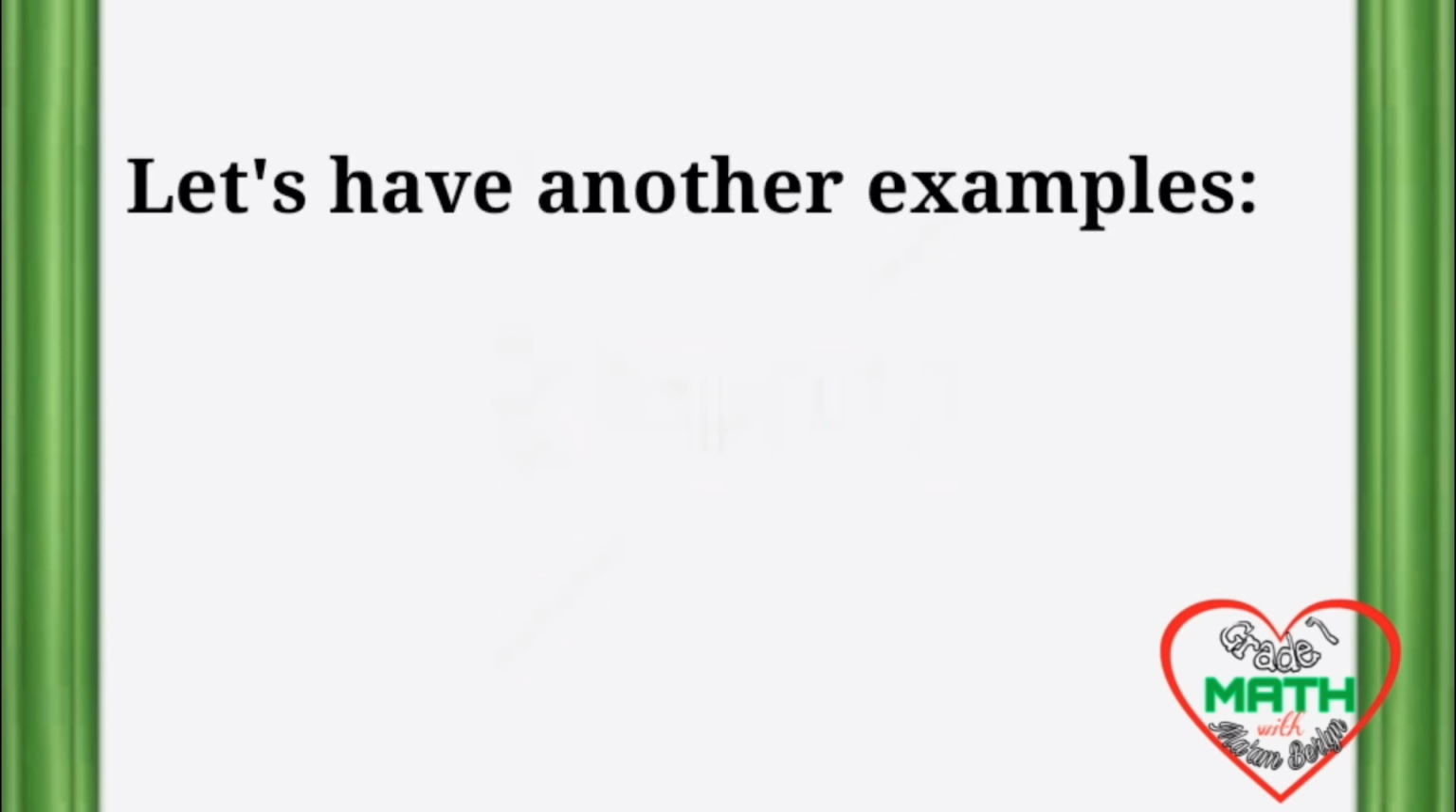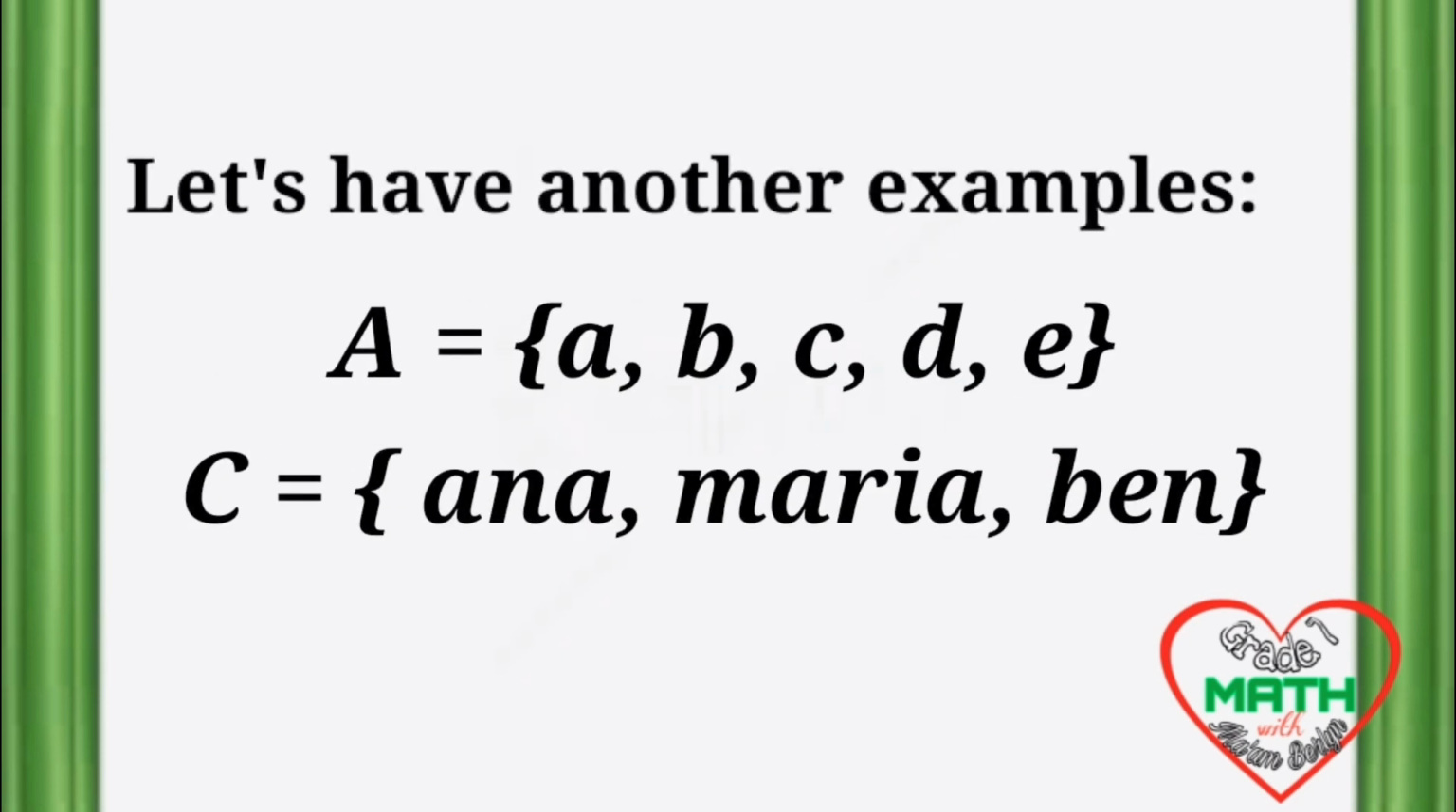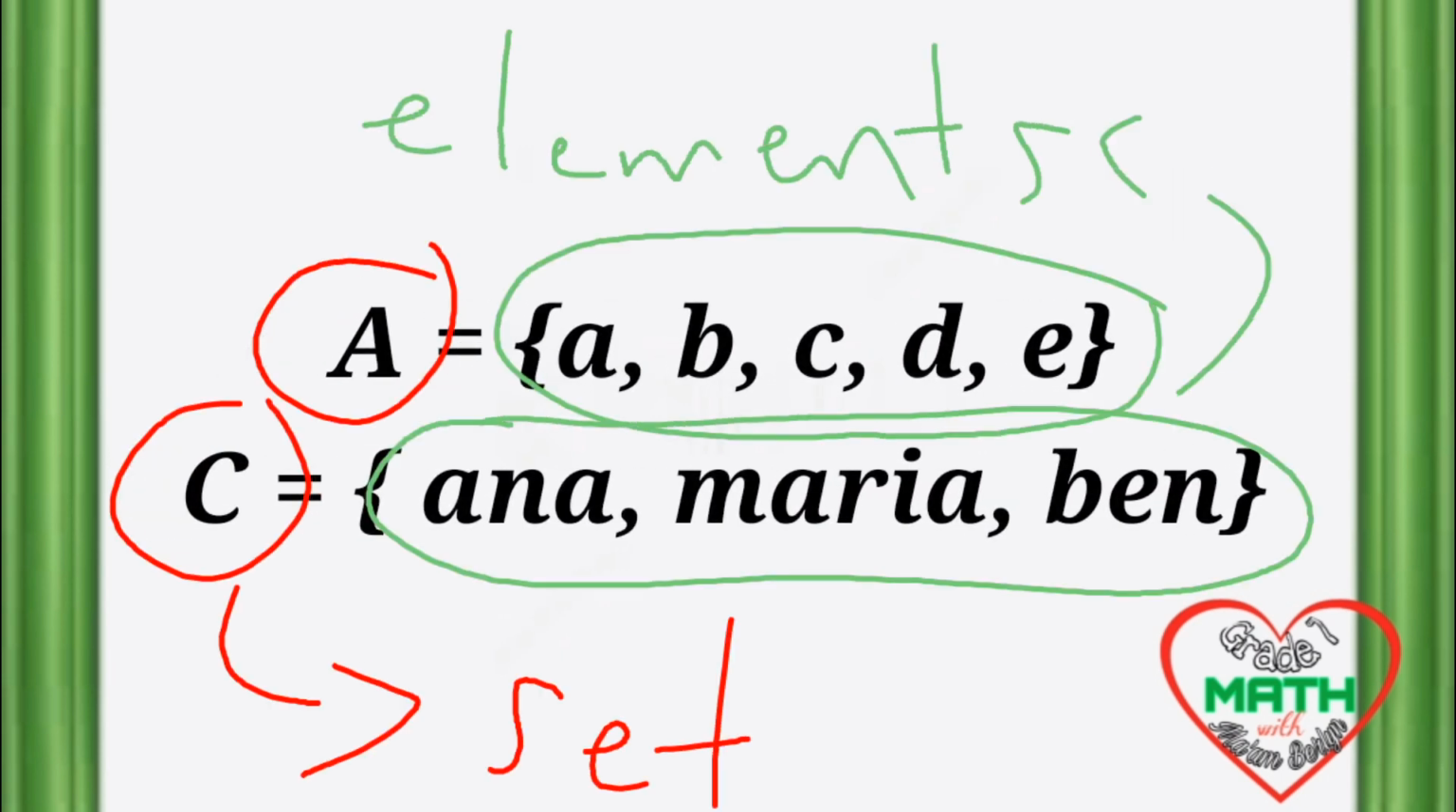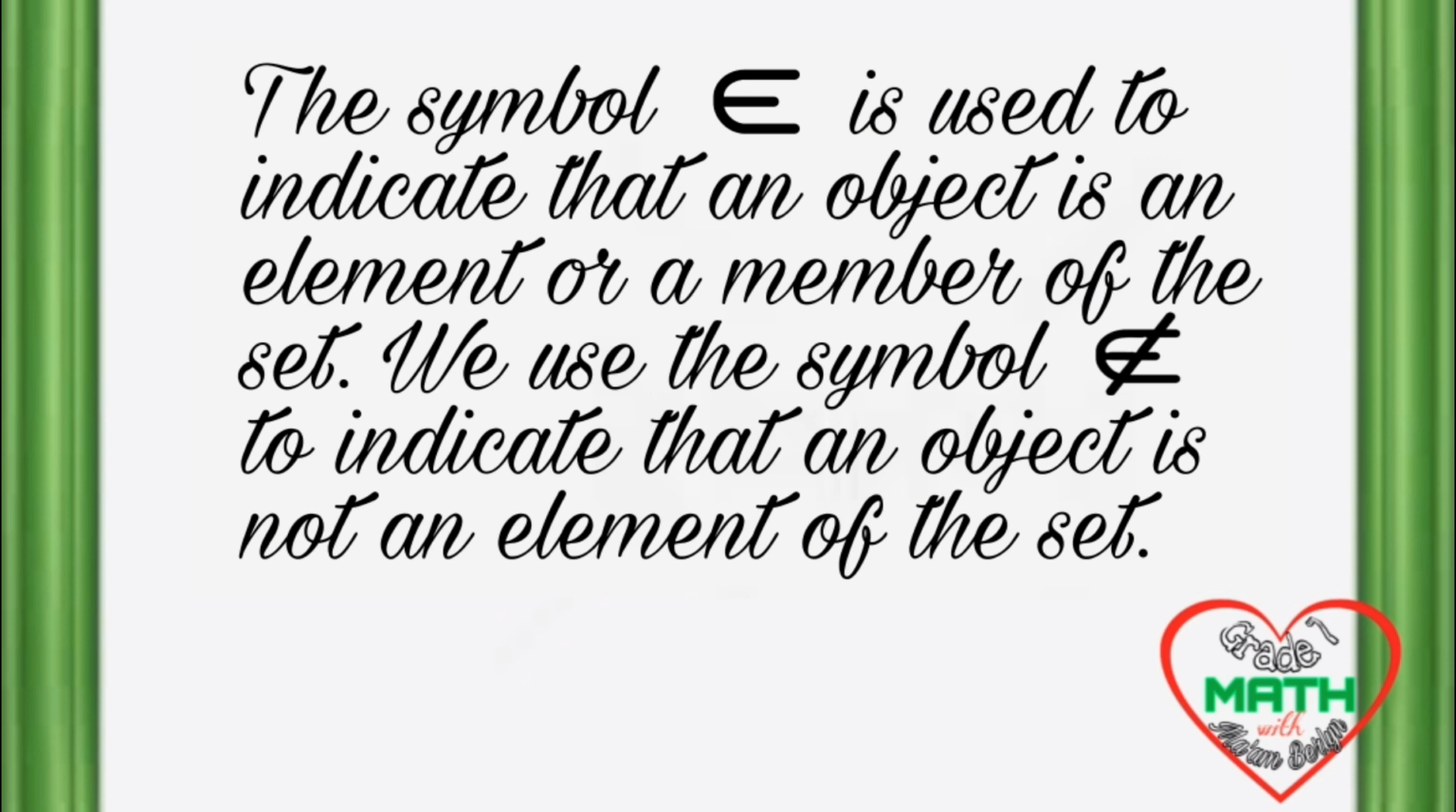Now let's have another example. Set A equals {a, b, c, d, e}, and set C equals {Anna, Maria, Ben}. As you can see, we wrote the set in capital letter and its elements or members in small letters. The symbol ∈ is used to indicate that an object is an element or a member of the set. We use the symbol ∉ to indicate that an object is not an element of the set.